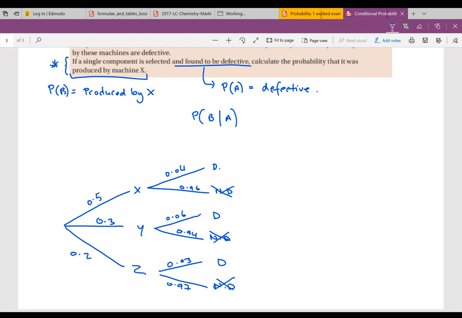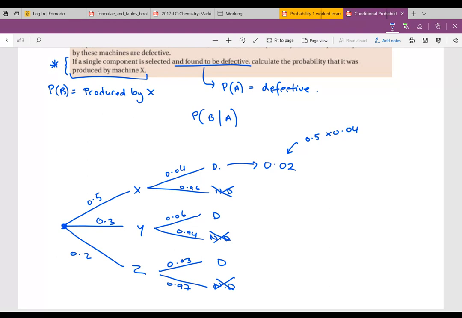Okay, so given that I'm not worried about it being not defective, because my question only asks if it is defective. If it's defective and produced by X, it is 0.5 times 0.04, because it has to be produced by X and defective. So that will give me 0.02. We should hopefully remember how to use these tree diagrams. They're always "and", so it's this and this, to get my final probability.